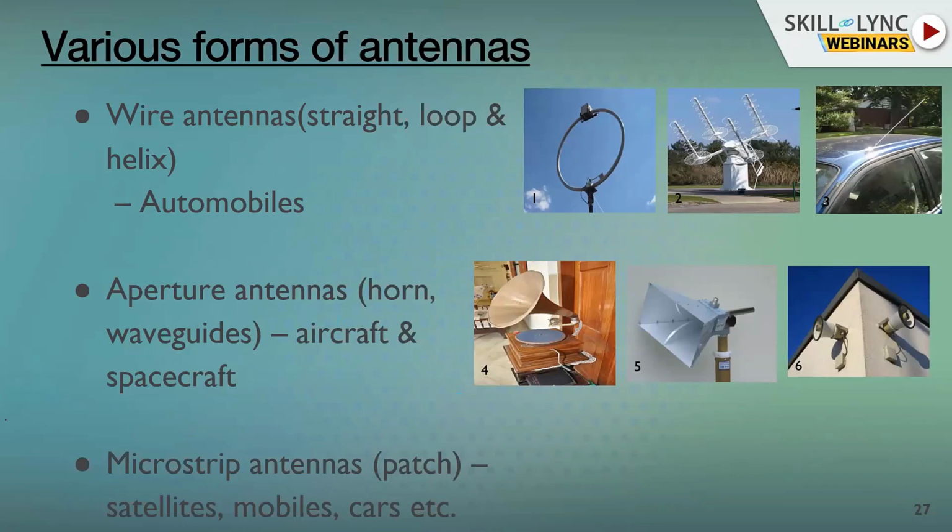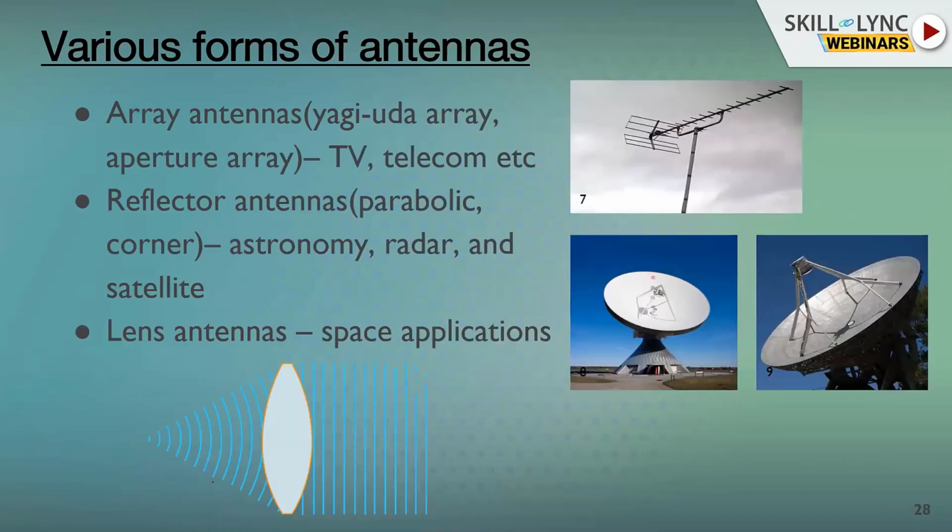Next are aperture antennas, which handle high power when compared to wire antennas. Then microstrip patch antennas, in order to have compact antennas. Next are array antennas. You can see conventional arrays, or a patch array, printed antenna array, or aperture array, and many more. And reflector antennas, which are mainly used for very high gain applications like long range communication, astronomy, radar, or satellite. Then lens antennas, especially used for space applications.